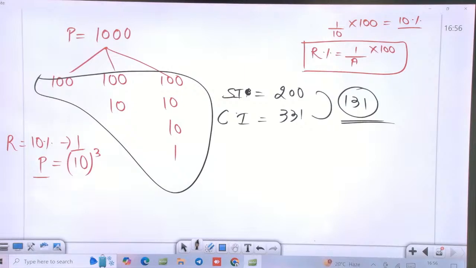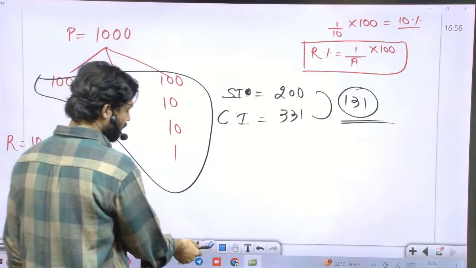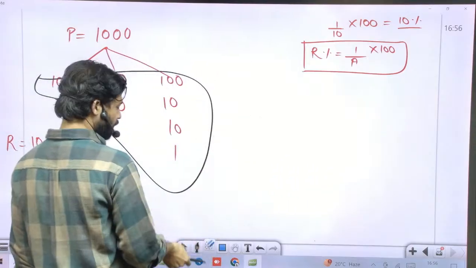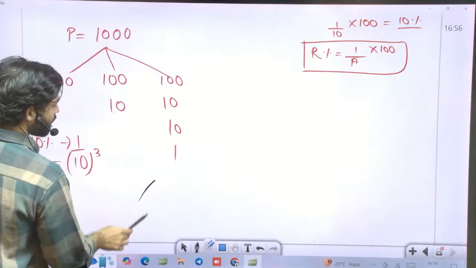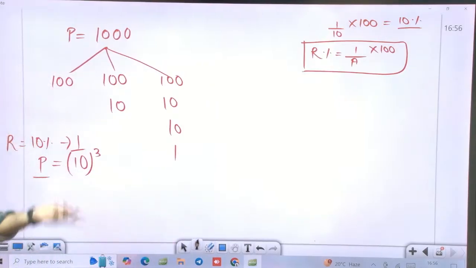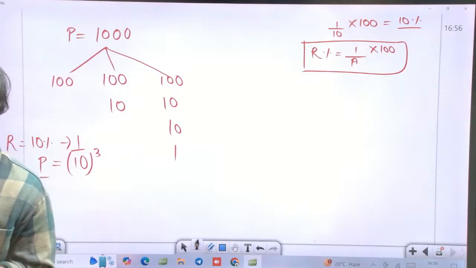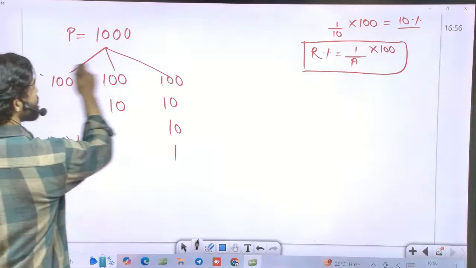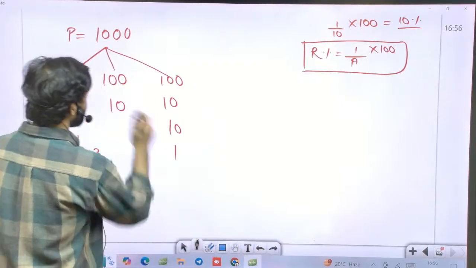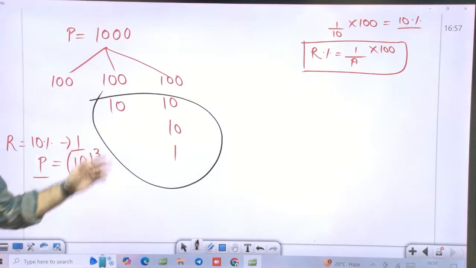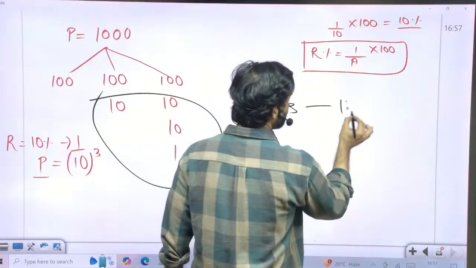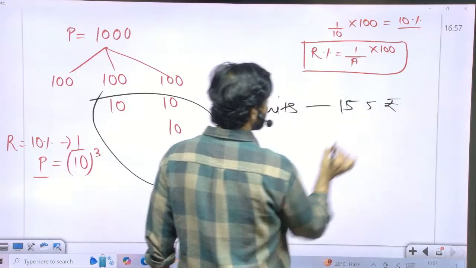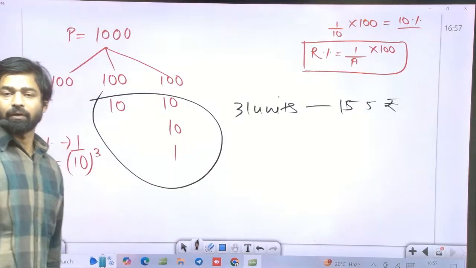Very good. Now you are getting it? Good. Look at the board, please. We already have the chart of 10%. So this chart is of 10%. And the difference between CI and SI for 3 years is given, that is 155. And in units, the difference is what? This is the difference, and the difference is 31 units. So we can say the value of 31 units is what? 155 rupees.